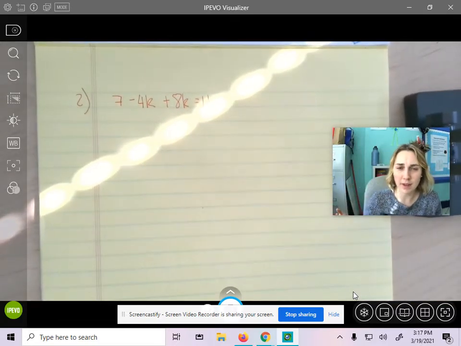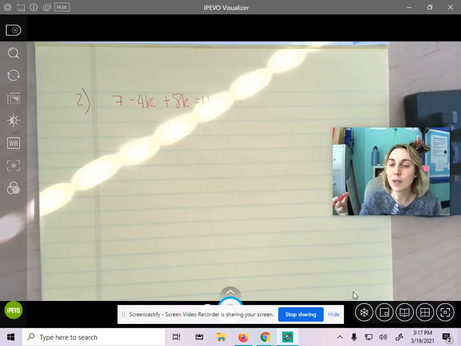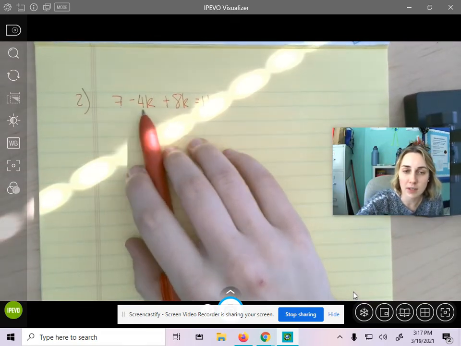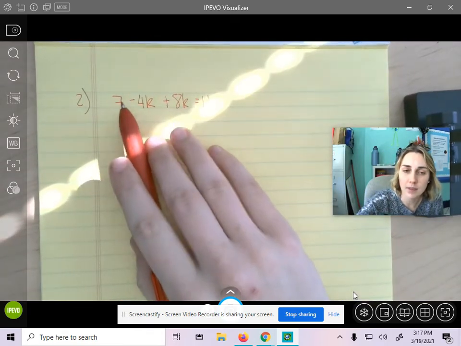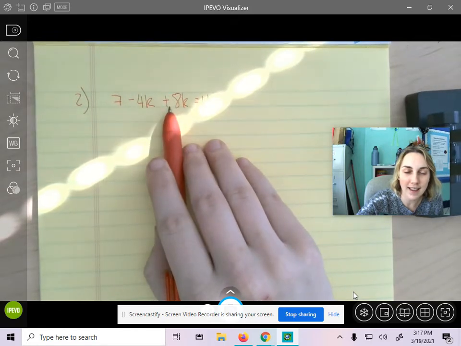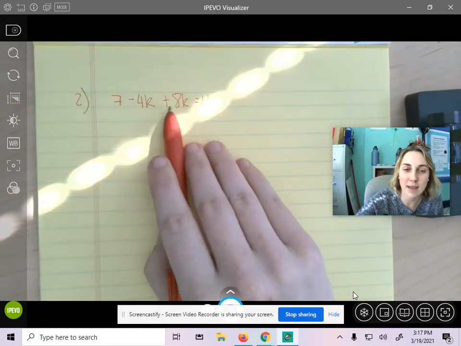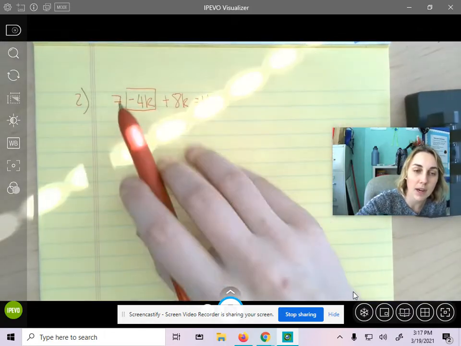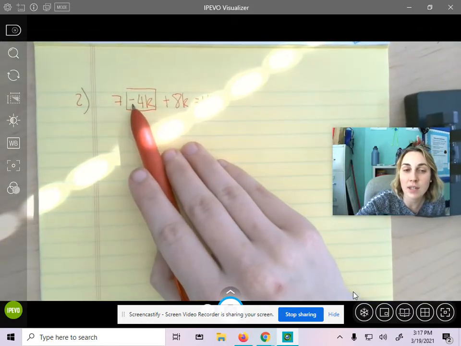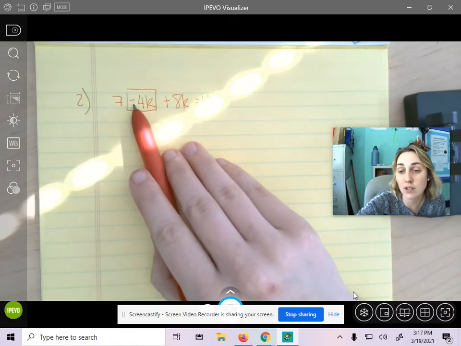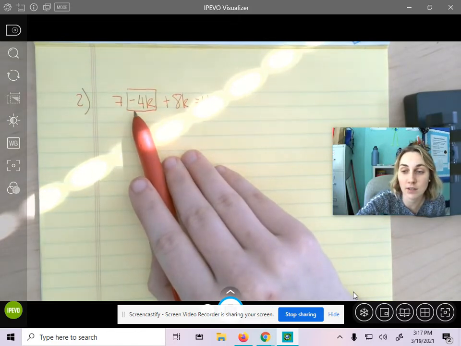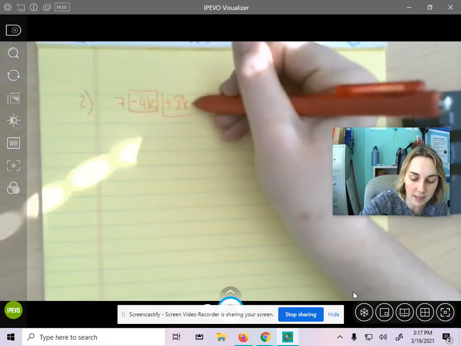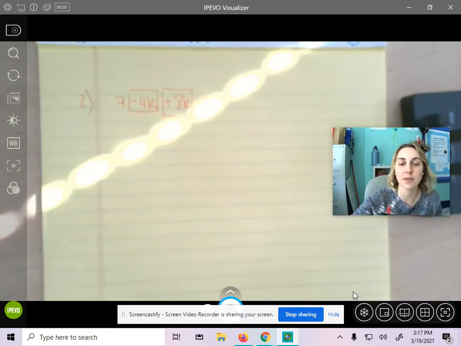In order to simplify it, we have to locate our like terms, and then we can combine those like terms. To locate my like terms, well, 7 doesn't have any like terms on this side of the equal sign, so I'm going to leave it alone. But negative 4k and 8k, they're like terms because they have the same variable behind them. So I'm going to box them. And whenever you box them, you need to make sure you take the operation in front of the number as well. That is a crucial part to getting this answer correct. And same thing, 8k is also a like term.